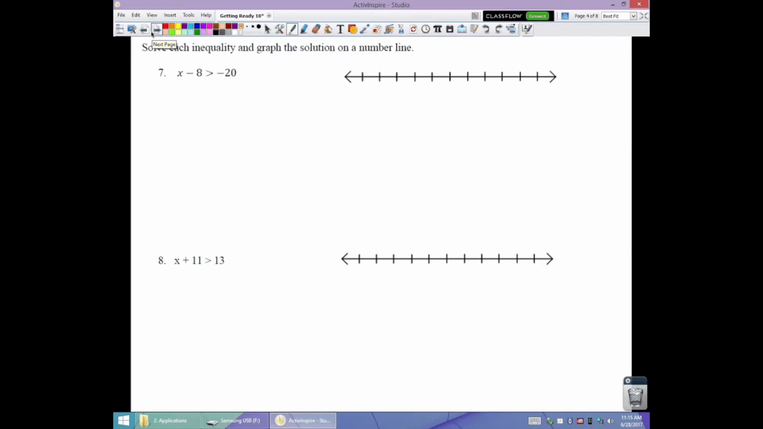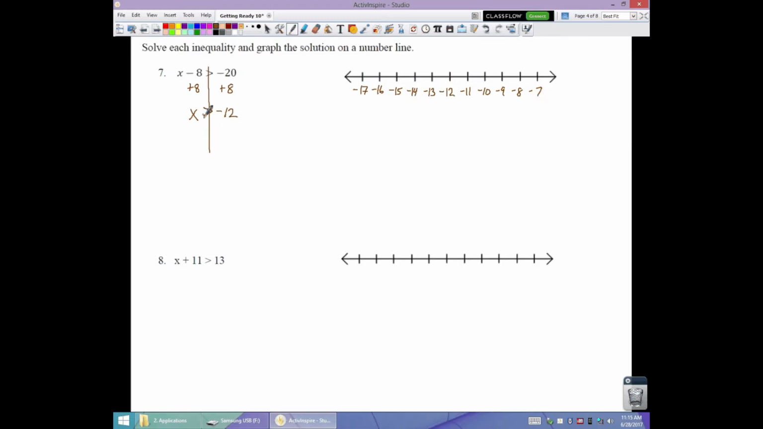Okay, 7 and 8, we're going to solve little one-step inequalities and then graph them. So number 7, we just need to add 8 to both sides. That gives us x is greater than negative 12. So I come over here somewhere in the middle of my number line and put a negative 12. To the left, counting by ones, negative 13, negative 14, negative 15, negative 16, negative 17. To the right, negative 11, negative 10, negative 9, negative 8, negative 7.